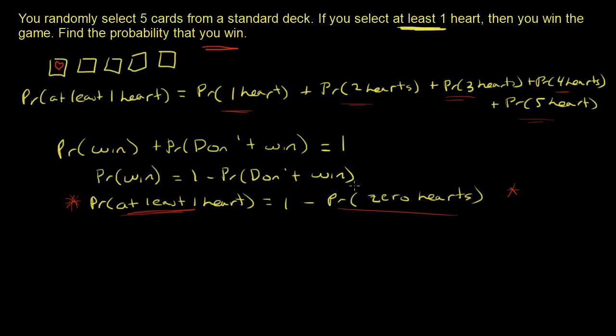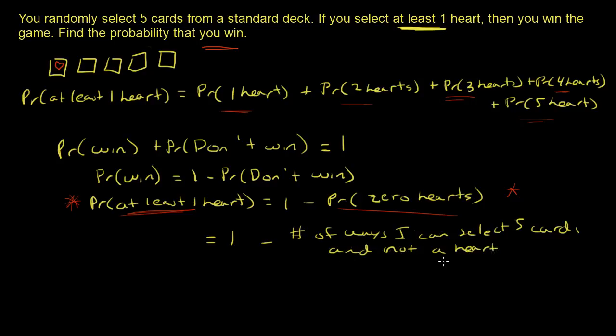Okay, so now I only have to calculate one probability. Let's think about that: the probability of getting 0 hearts. So this would be the number of ways I can select 5 cards and not get a heart.